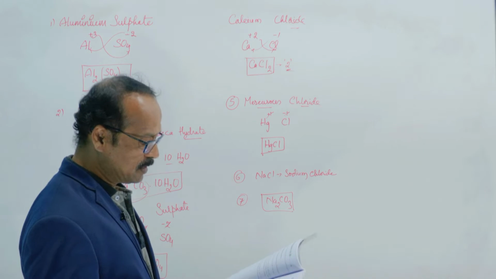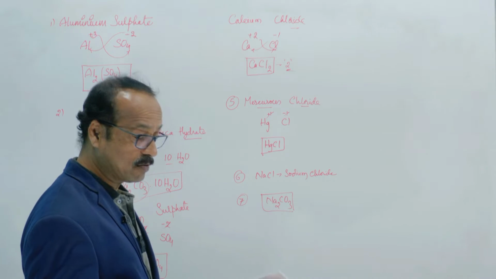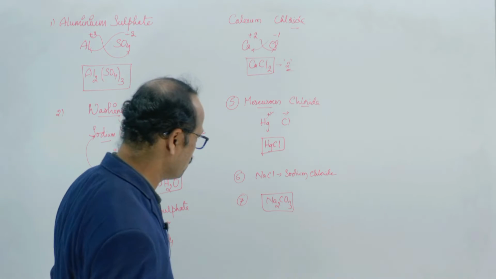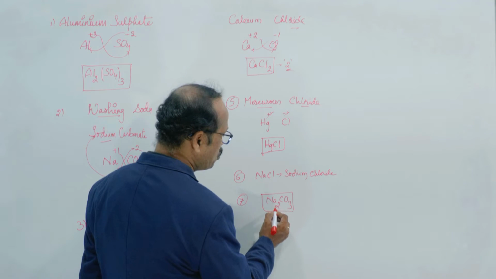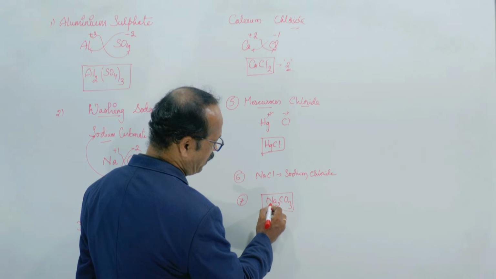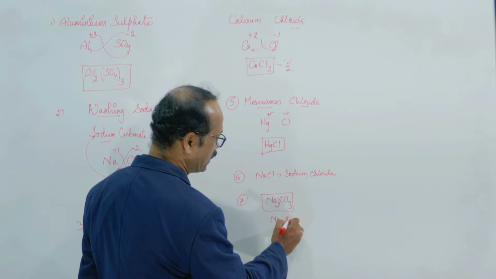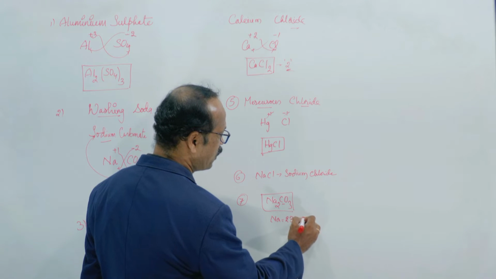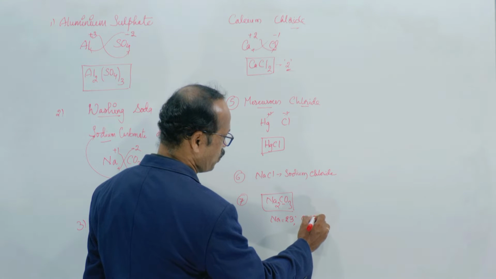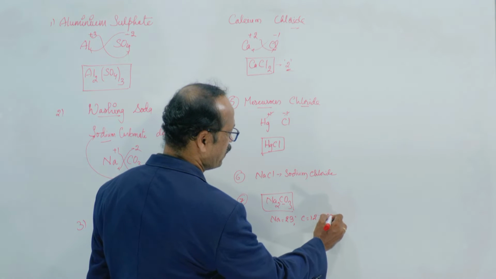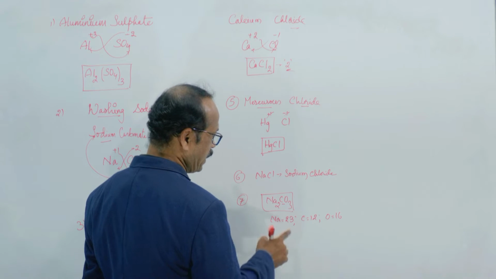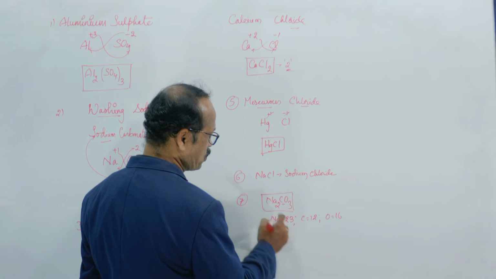Now third one is what? 106 parts of weight of sodium chloride. This is important. So see here, students, sodium atomic weight is 23. And carbon atomic weight is 12. And oxygen atomic weight is 16. Alright. Now you see here, 2 sodiums are there.